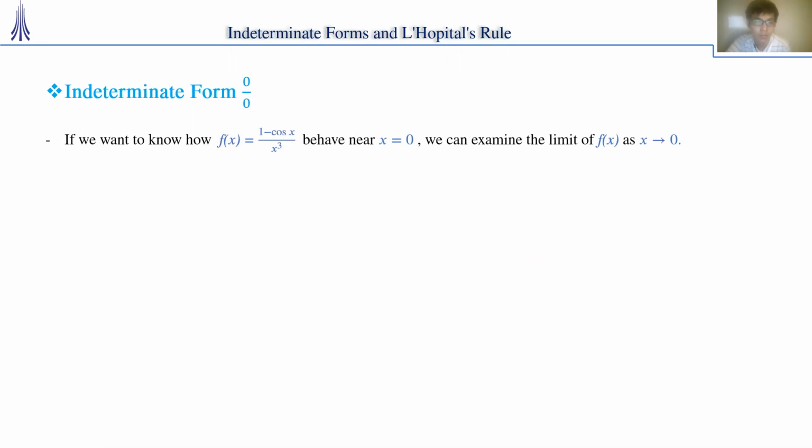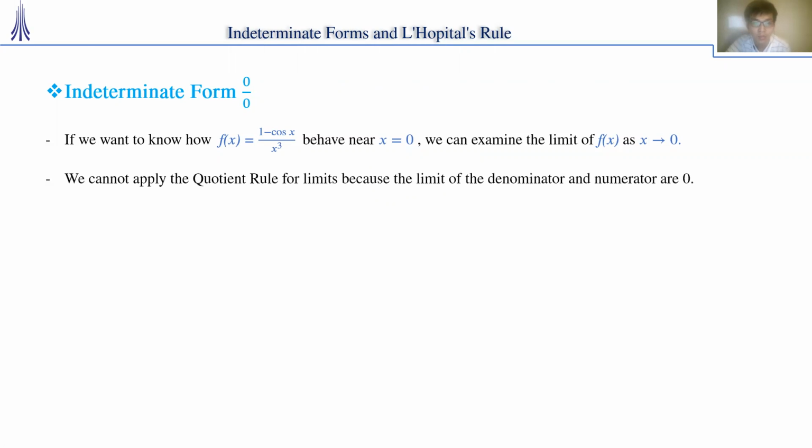If we want to know how the function f of x equal to 1 minus cosine of x over 3x cubed behaves near x equal to 0, we can examine the limit as x approaches 0. But we cannot apply the quotient rule for limits, because the limits of the denominator and numerator are both 0, and 0 over 0 is undefined, so we cannot use that rule. But we can use L'Hopital's rule on the limit, and we will see it later.